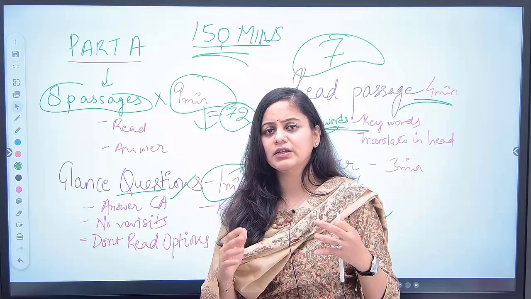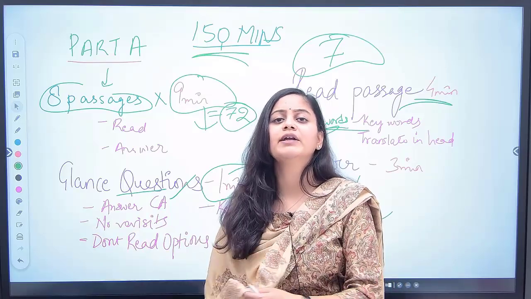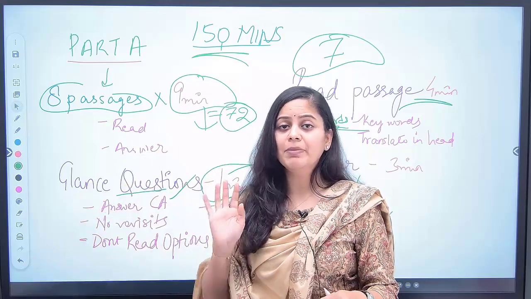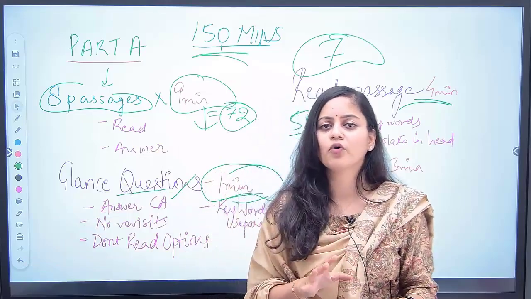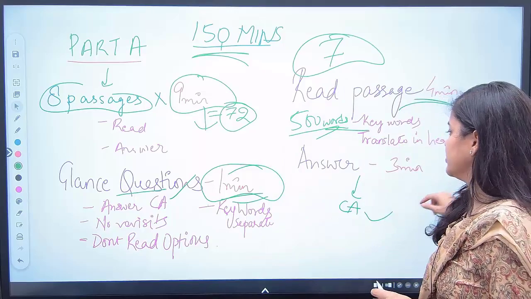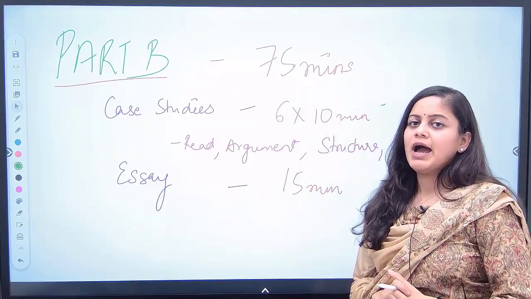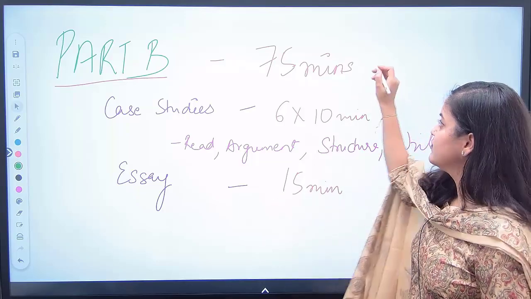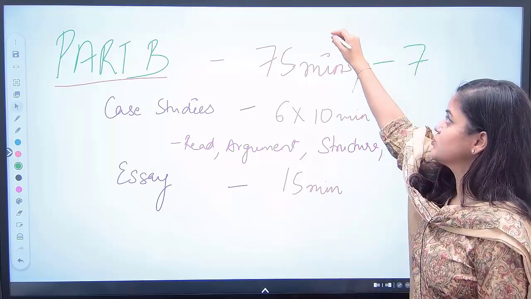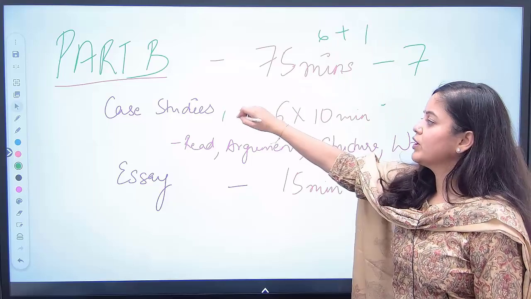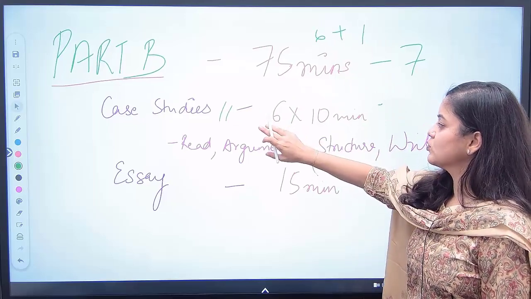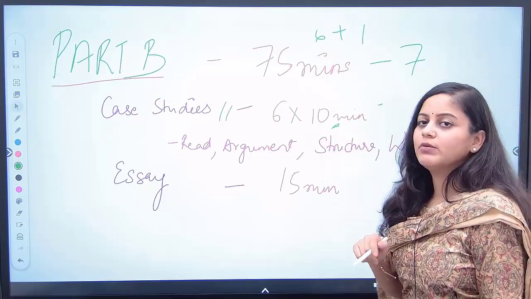So I would say that initially you can try and write part A. If you are well practiced for part A, then you can go for attempting part B first. Now we know for part B we have 75 minutes left. How are we supposed to attempt this? We have 7 questions in total, 6 subjective and 1 essay. For case study, we are going to write those 6 questions. We have 10 minutes per question.